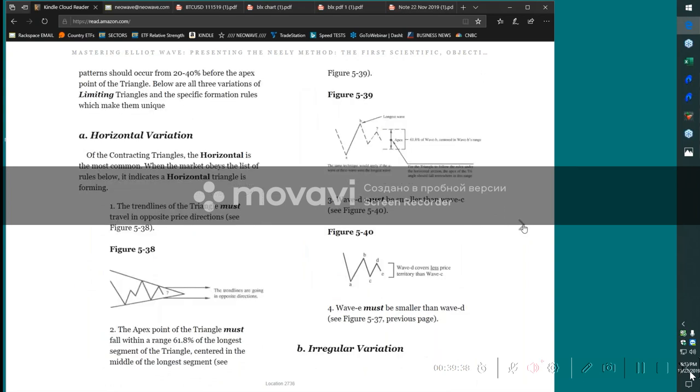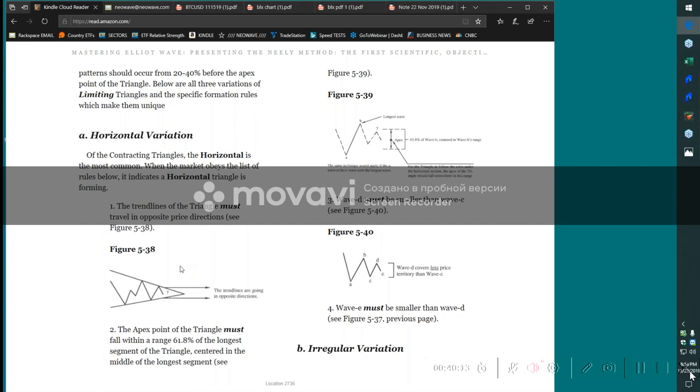So we're moving on to limiting triangles, which are triangles that happen in the B wave or the fourth wave position only, and they're going to finish comfortably before you get to the apex point. So you have your contraction, it'll conclude, it'll thrust way before here, and the thrust will usually end right around where the apex point occurs. So that's what qualifies as a limiting triangle, because it happens in the B wave or at the fourth wave position. So it's limiting the future movement. The thrust will be wave C, and that's the end of a bigger pattern, or wave 4, it's the end of wave 5 and the end of a bigger pattern.